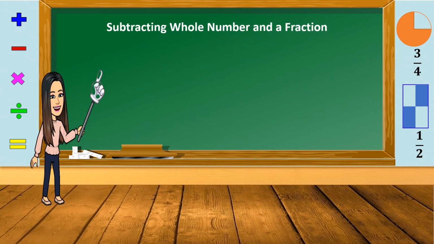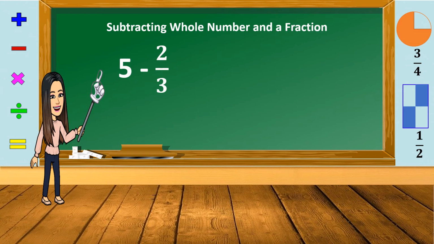Next, we have subtracting a whole number and a fraction. For example, we have 5 minus 2/3. 5 here is your whole number, and 2/3 is the fraction. In subtracting a whole number and a fraction, the first thing you are going to do is to rename the whole number as a mixed fraction with a fraction equal to 1.